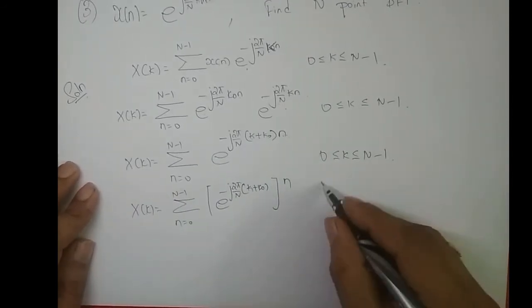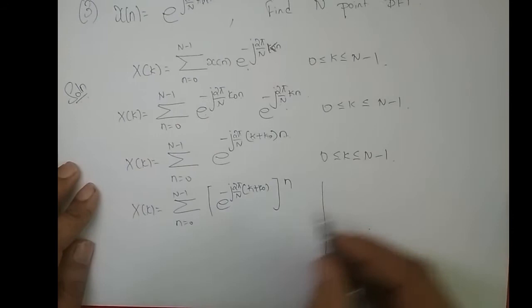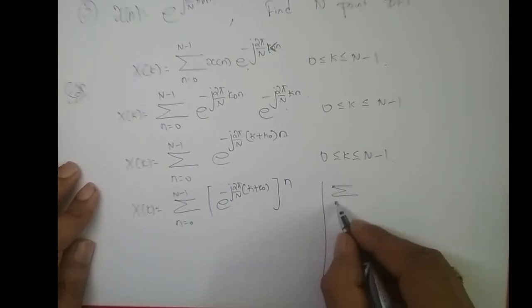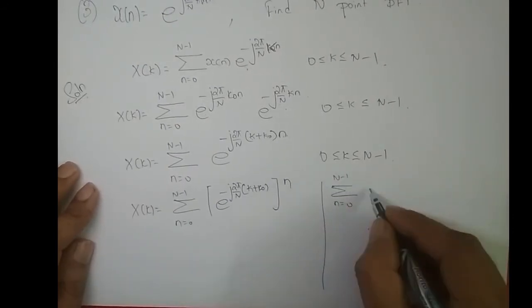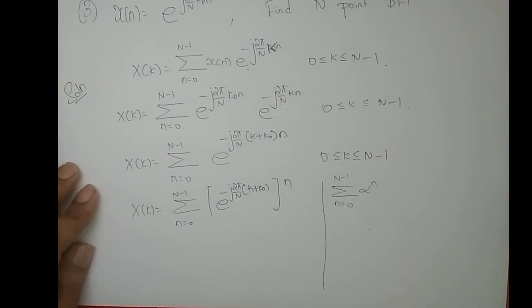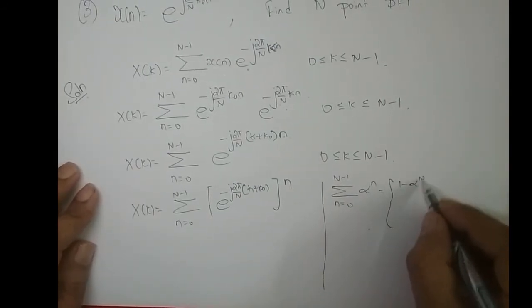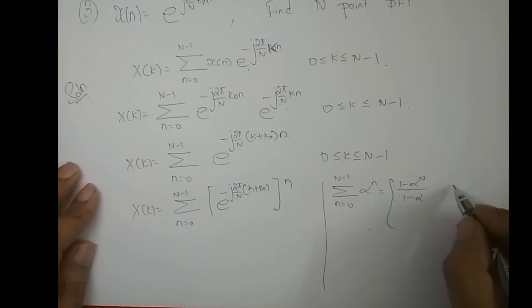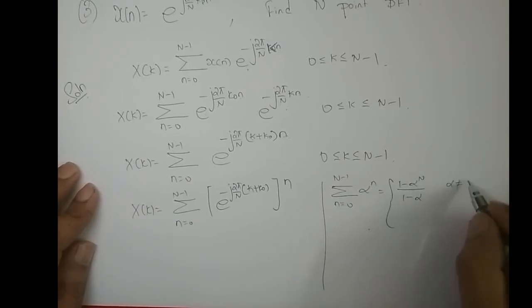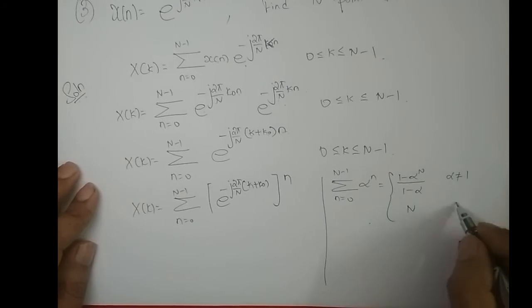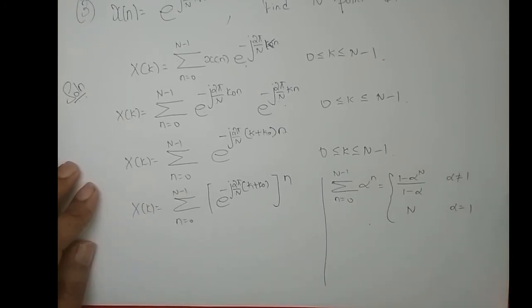Now, we know this standard result, right? What is this summation, n varying from 0 to N minus 1, alpha power n? This is equal to 1 minus alpha power capital N divided by 1 minus alpha, where alpha is not equal to 1, and it is equal to N for alpha equal to 1. So this is a standard result, right?